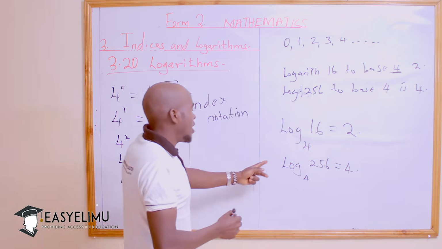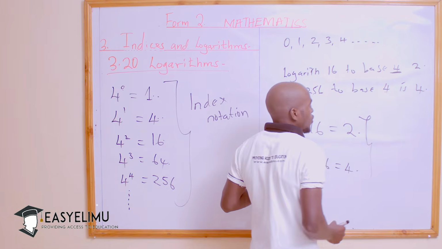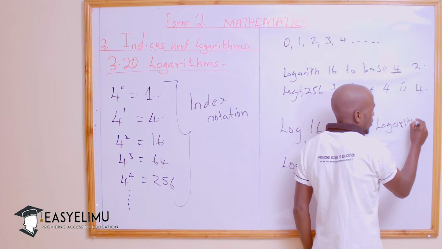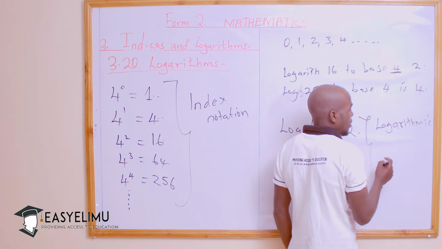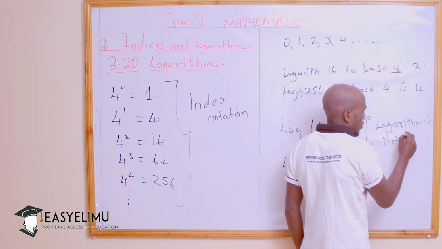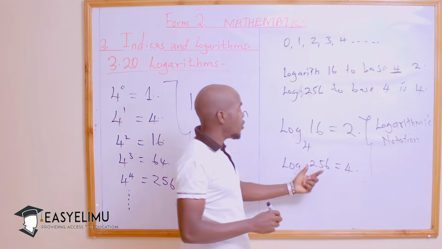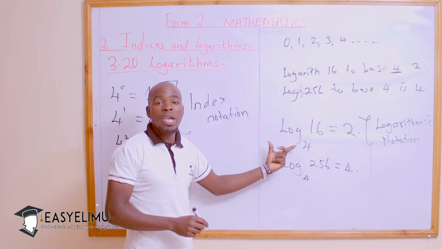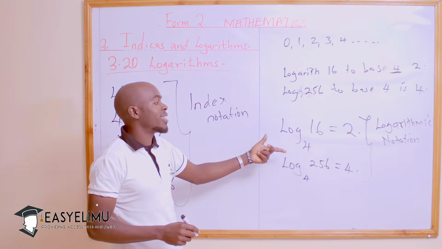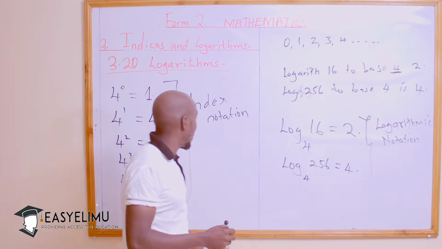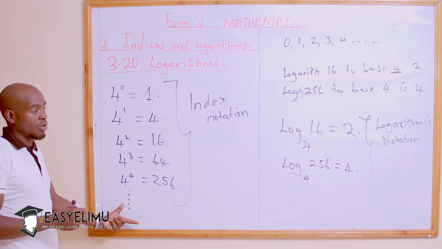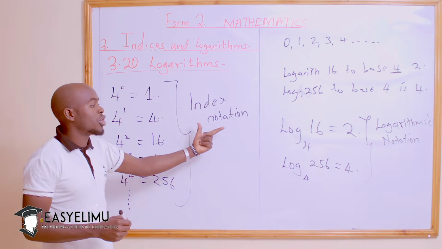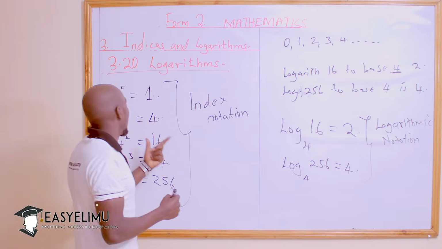But if you write it in this form here, it is what we refer to as logarithmic notation. So if you have numbers written in this form, or your computation or equation being written in this form, then you are writing it in logarithmic notation. But if it is in this form, it is index notation. And the way of changing a number written in index notation to logarithmic notation is just simple.